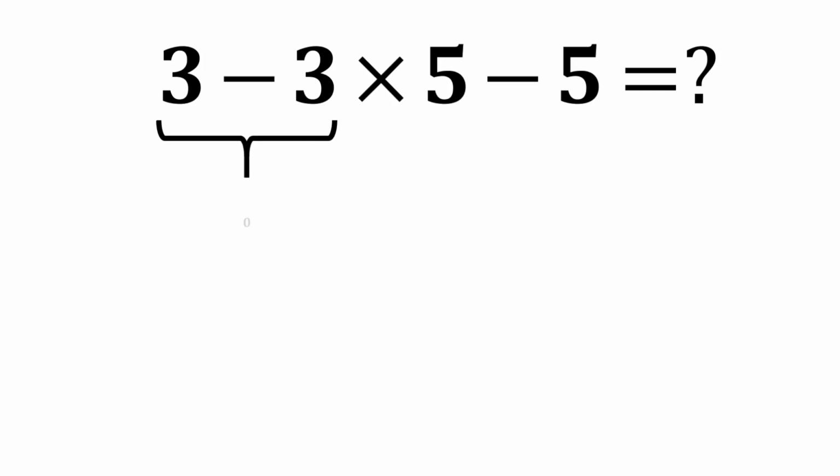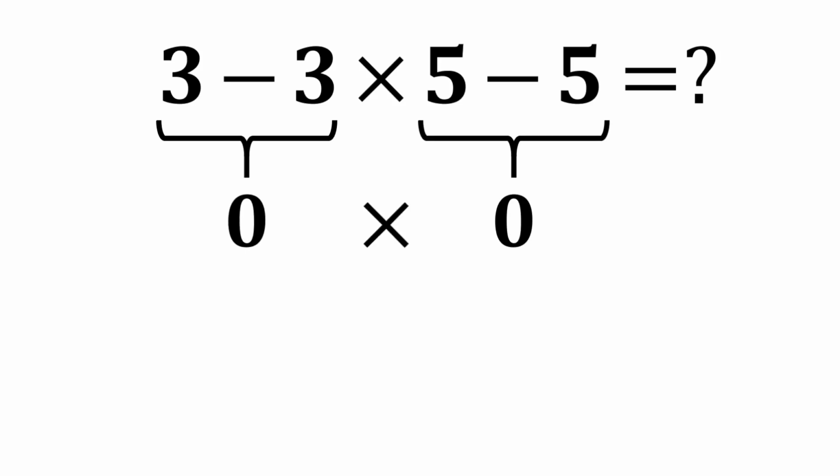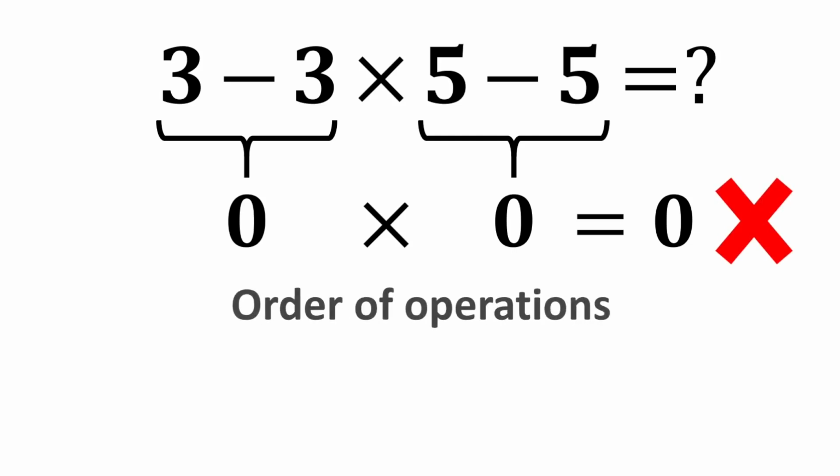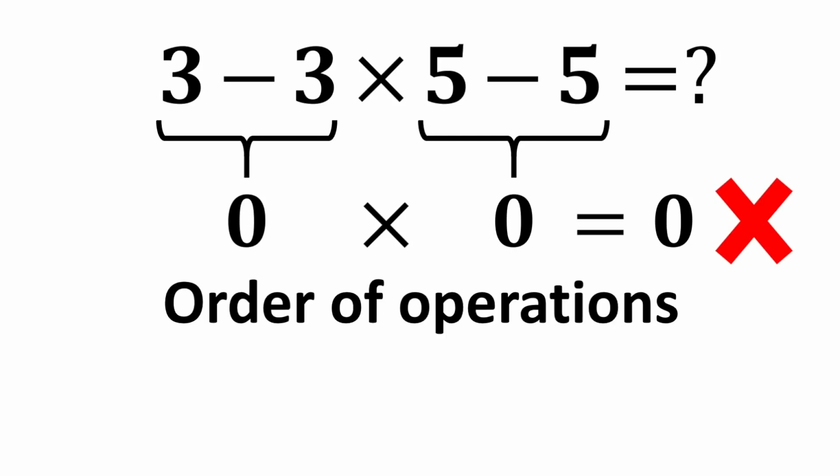3 minus 3 equals 0, and then 5 minus 5 equals 0. Finally, 0 multiplied by 0 equals 0. But this answer is not correct, because we did not follow the order of operations, which is one of the most important rules in mathematics.